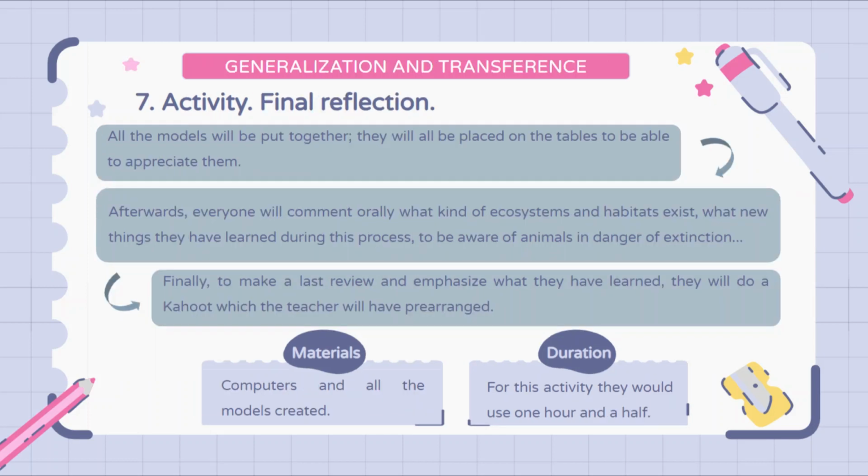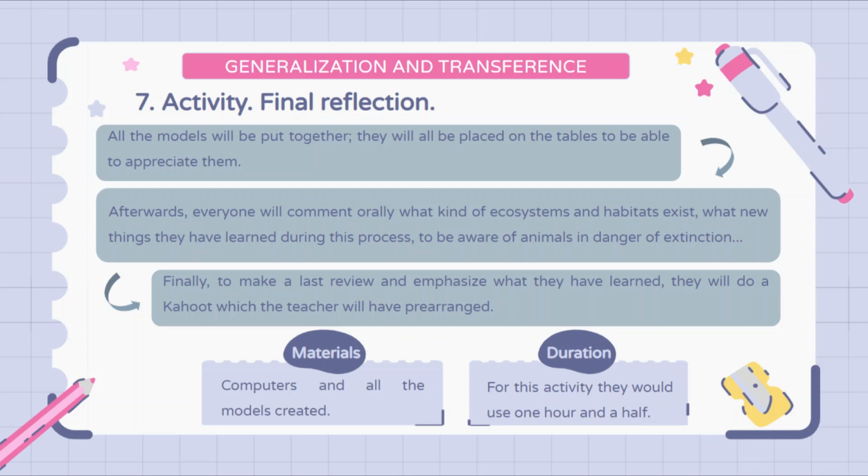Our last activity is going to be a final reflection. Now the last product will take place. All the models will be put together. They will all be placed on the tables to be able to appreciate them. After that, everyone will comment orally on what kinds of ecosystems and habitats exist, and what new things they have learned during this process. They have to be aware of the animals in danger of extinction, and so on.